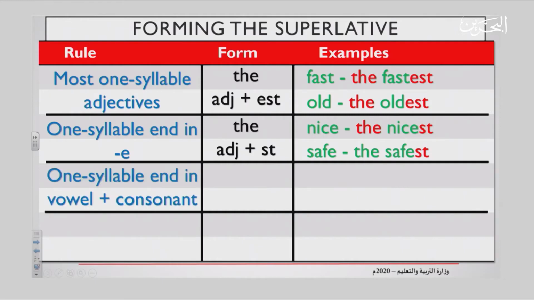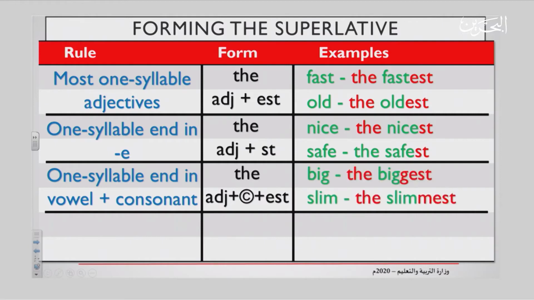A third rule, one syllable that ends in a vowel. Do you remember the vowels? They are A, E, I, O, U. And the rest of the letters, they are consonants. So you add the adjective, and you double the consonant. You write it again, and you write est, just like in the example.